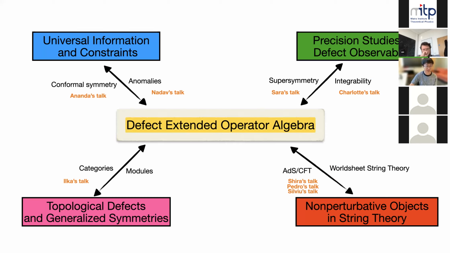And as I mentioned briefly a couple of slides ago, there's also this important class of defects known as topological defects that give rise to generalized symmetries. Here, these topological defects will furnish some categories, along the line that Ilka talked about. These categories would act on the full defect extended operator algebra, where the other objects, such as the non-topological defects, will fall into modules of this category. And various features like anomalies can be captured in principle by studying algebraic properties of these modules.